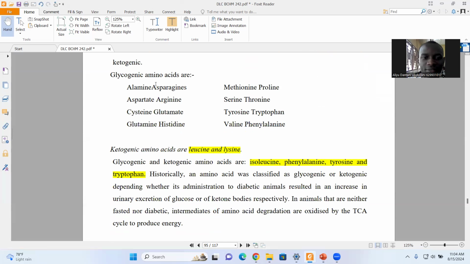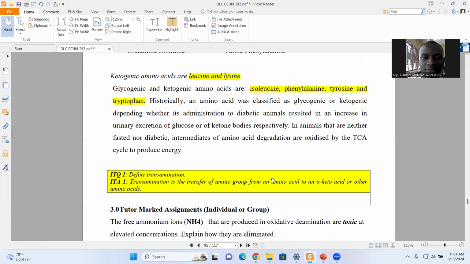Alanine, asparagine, aspartate. I think that's a mistake. Asparagine, aspartate, arginine, cysteine, glutamate, glutamine, histidine, methionine, proline, serine, threonine, tyrosine, tryptophan, valine, phenylalanine. Among ketogenic amino acids, there are two purely ketogenic amino acids, leucine and lysine. Then some amino acids can be ketogenic and glucogenic at the same time. Examples of such amino acids are isoleucine, phenylalanine, tyrosine, and tryptophan.